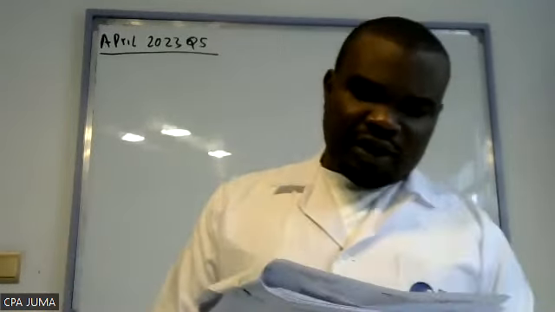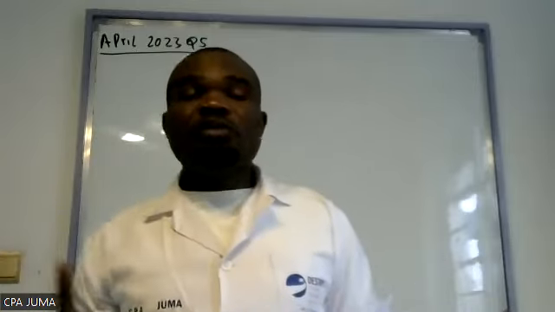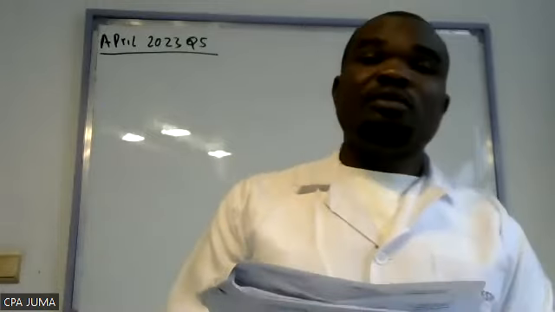Required: consolidated statement of cash flow for the year ended 30th September 2022 using the indirect method. So at this level, in your cash flow, they normally dictate the method they want you to use. Otherwise you can end up using a wrong method. So they have said we use the indirect method, 20 marks.